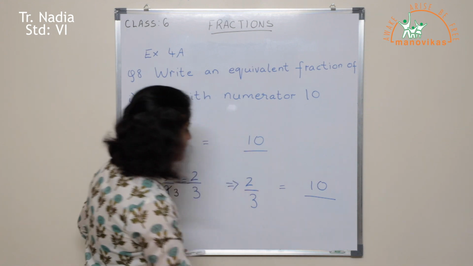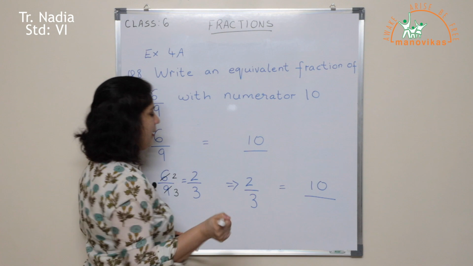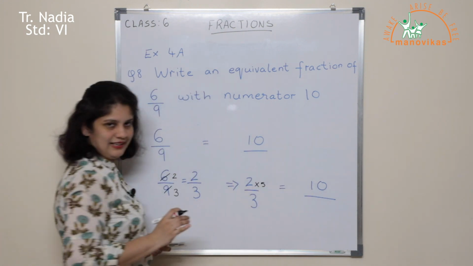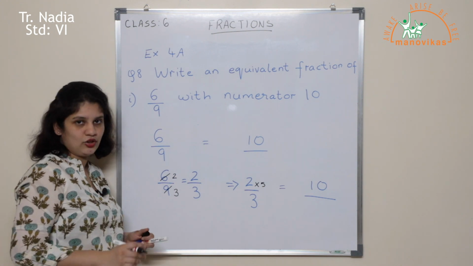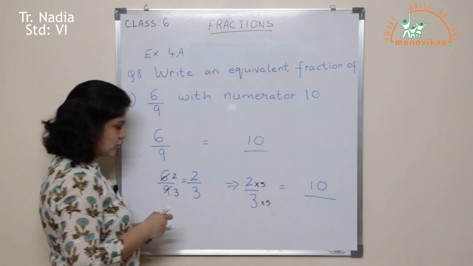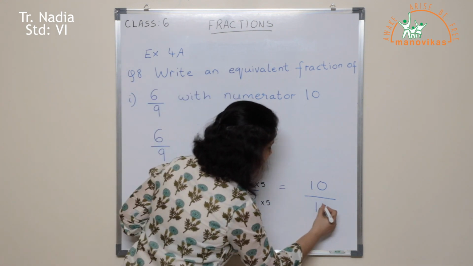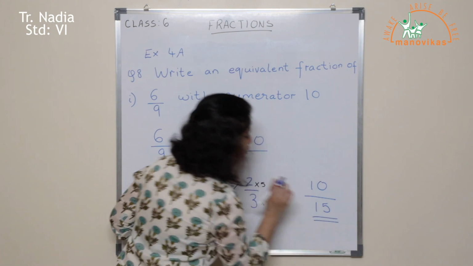Now the sum looks quite simple. From 2, I can achieve 10. How? By multiplying it by 5. 2 5's are 10. So if I multiply 5 in the numerator, I have to multiply 5 in the denominator as well. So I will multiply 5 here. So what will be the denominator which is required? It will be 15. So the answer is 10 upon 15. This is your answer.